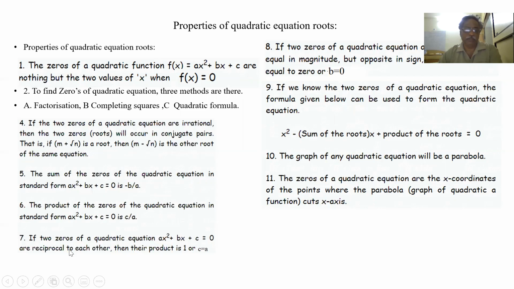That means what? x1 into x2 is equal to c by a. That means c is equal to a. x1 into x2 is equal to c by a. If c is equal to a, x1 x2 is equal to 1. So the product is 1.